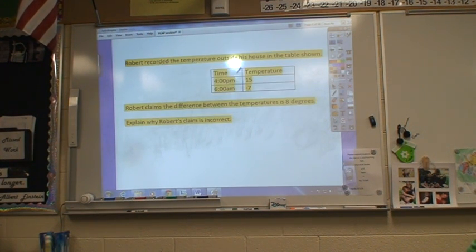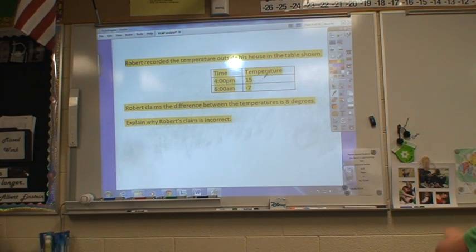Robert recorded the temperature outside his house in the table shown. At 4 o'clock, it was 15 degrees. At 6 o'clock, it was -7 degrees. He claims that the difference between the temperatures is 8 degrees. Why is Robert's claim incorrect? We already know that it's incorrect, but we want to know why.